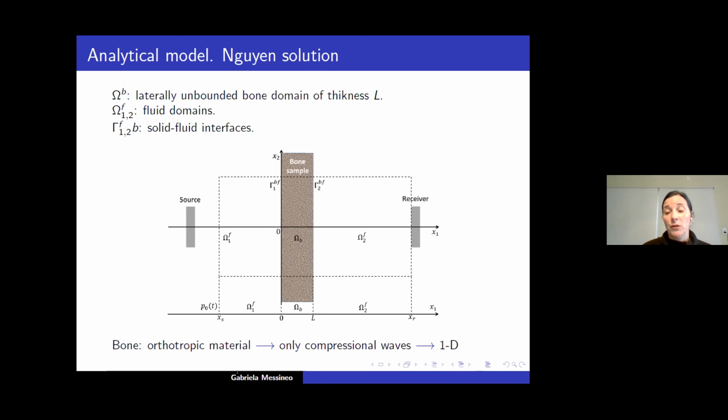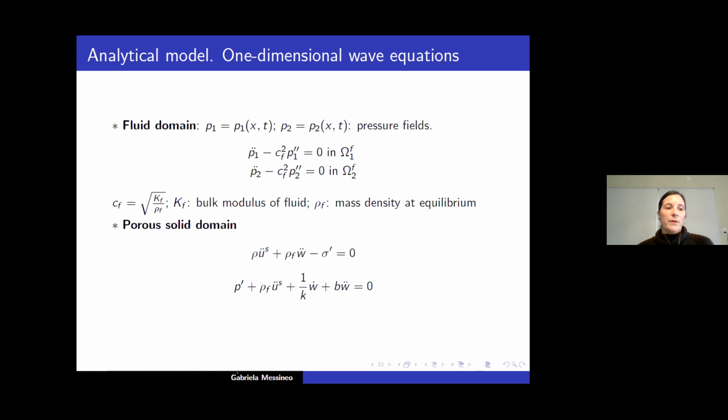Human bone can be considered as an orthotropic poroelastic material. Then the study can be achieved in its principal directions, where only compressional waves are present. There are no shear waves in this problem. Then the wave propagation can be described as one-dimensional. So we have one-dimensional governing equations in the fluid and the one-dimensional version of the equations in the porous solid. Here, a dot means differentiation with respect to time, and prime means differentiation with respect to space.